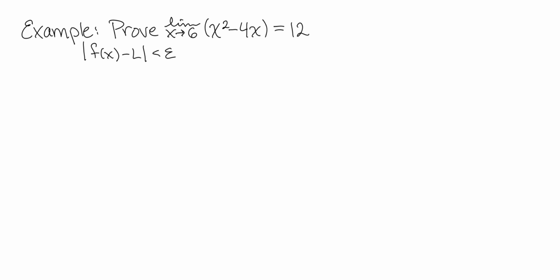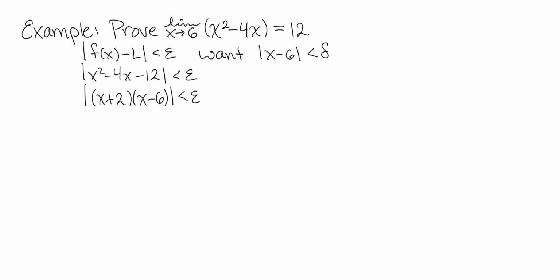So we'll set up the y information like we did before. The absolute value of f of x minus L is less than epsilon, and we want as our goal to make this inequality look like the absolute value of x minus 6 is less than delta. So substituting in our function, we have x squared minus 4x minus the limit 12. We can factor this trinomial to the quantity x plus 2 times the quantity x minus 6. We can write those as factors in absolute value. So we have the absolute value of x minus 6, which is what we're looking for in our goal. But we also have this absolute value of x plus 2.